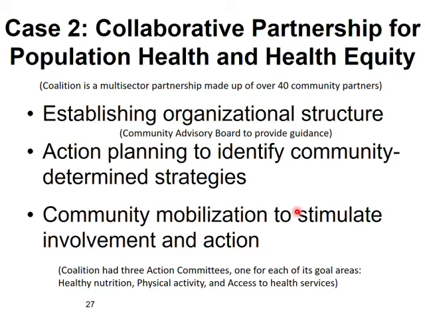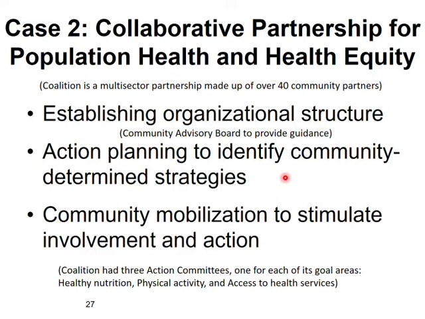The next example we'll talk about, the next case, is a collaborative partnership of population health and health equalities. This study was a coalition of a multi-sectoral partnership made up of about 40 community partners. All these community partners got together, established an organizational structure, and came up with a community advisory board to provide guidance. Then they said, yes, we need an action plan. What are the high priority areas? What are the goals that we need for this partnership?